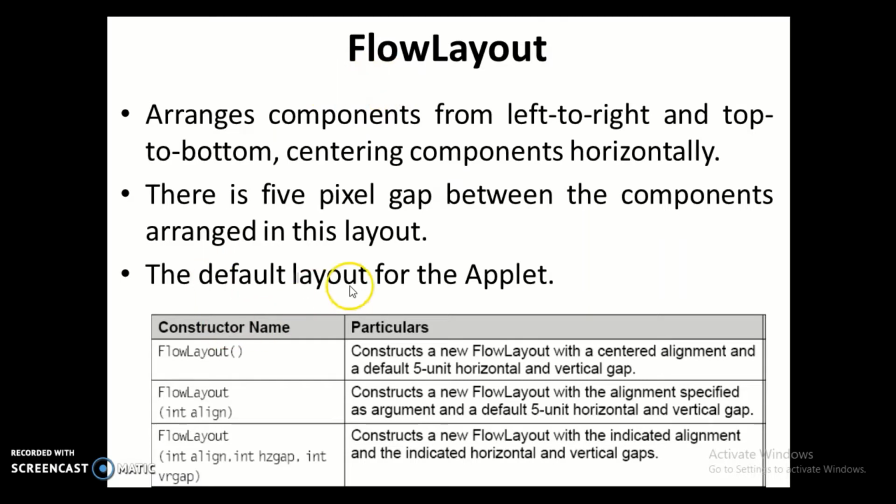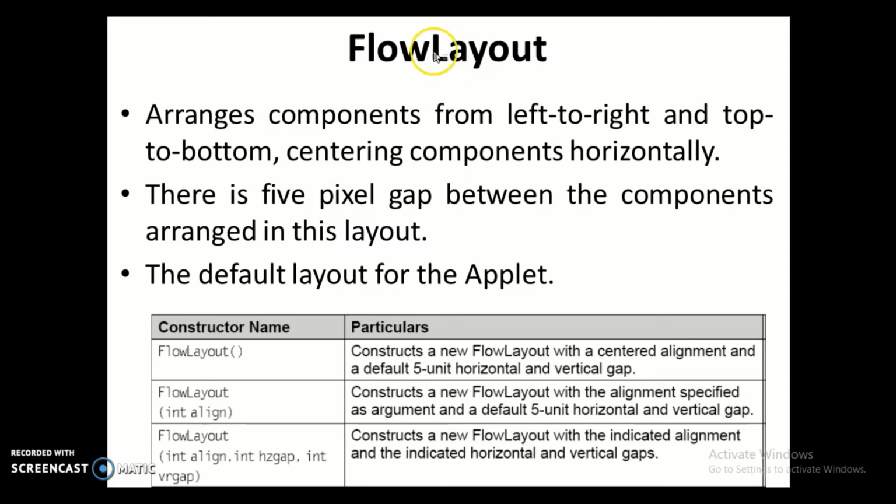So flow layout is the default layout for the applet. If we are applying flow layout for the applet, all components in the applet are arranged from left to right as well as from top to bottom. And if we dynamically increase the size of an applet, the components are dynamically arranged within the applet body. And this flow layout also maintains the 5 pixels default gap between all these components.